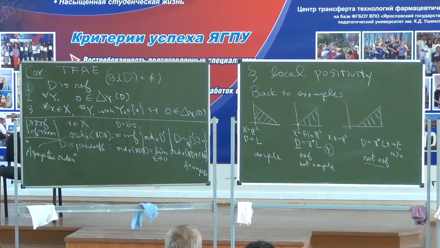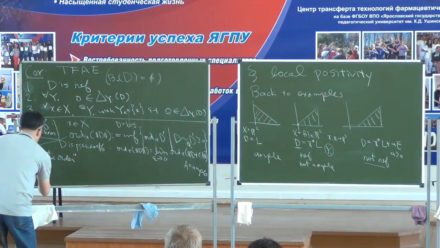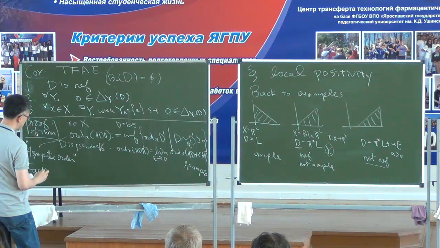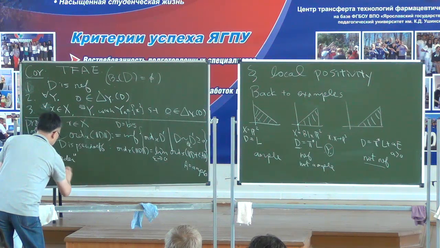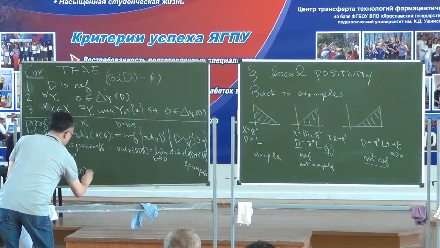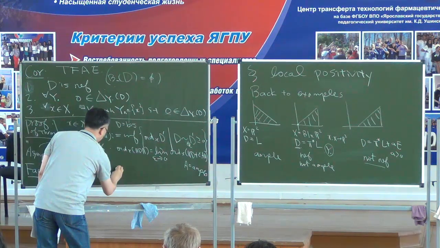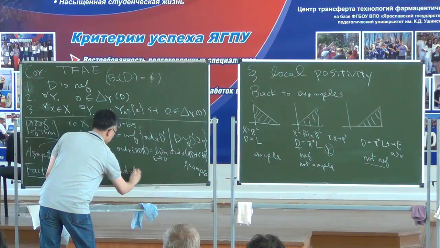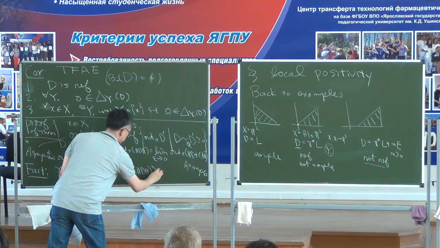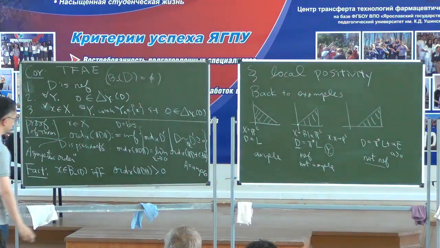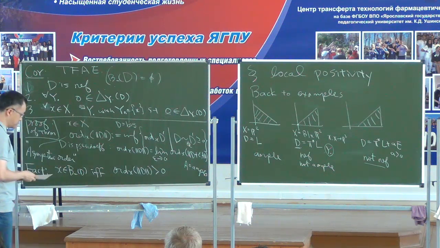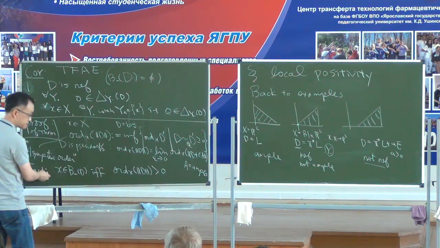So the key fact we use in this case is, actually it's a theorem, X is in B minus if and only if the order at X of D is positive. So we use this fact.